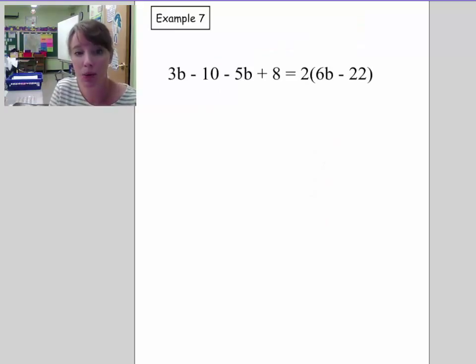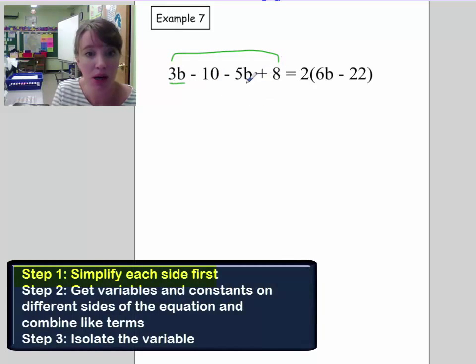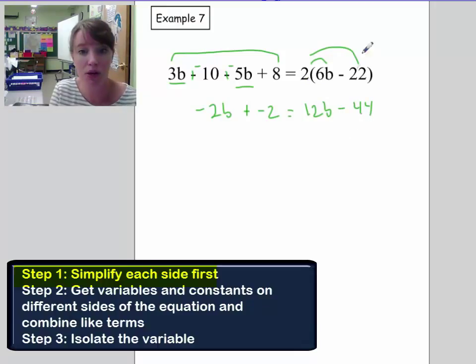Okay, here's another one where we have variables on both sides, and we have to clean up the left-hand side. So this expression can be cleaned up. There are some like terms here. So if I use some keep change here, I can change it like that. 3b plus negative 5b is negative 2b plus, and this is going to be negative 2, is equal to, and then I'm going to clean up the right-hand side while I'm at it. We have 12b minus 44 here, because the right-hand side can be distributed, right?